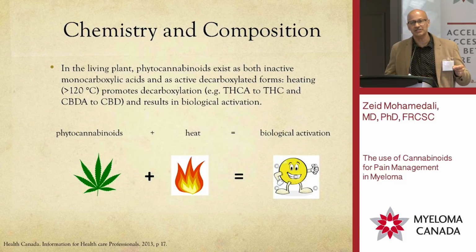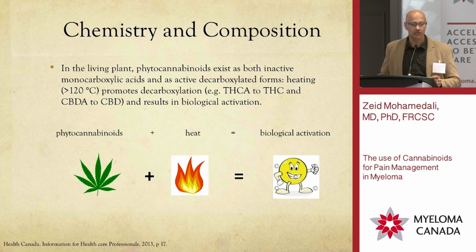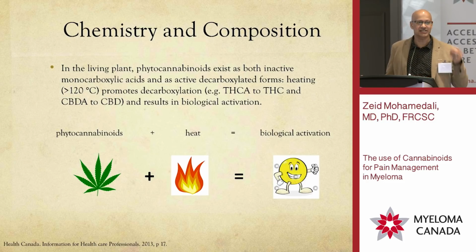In order to activate a lot of these components, we need to heat the plant up. We need to heat it to a certain temperature to get the active ingredient out, because the way they exist in the plant is as a carboxylated acid. Not the way you think of hydrochloric acid, but just a stable format sitting in the plant. When you heat that, it releases the active component. This is why, for generations, people have smoked cannabis as opposed to just consuming it.